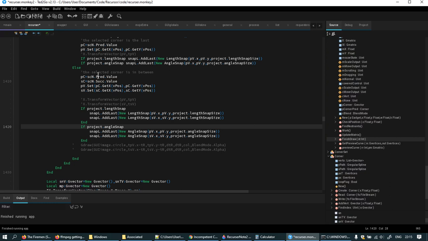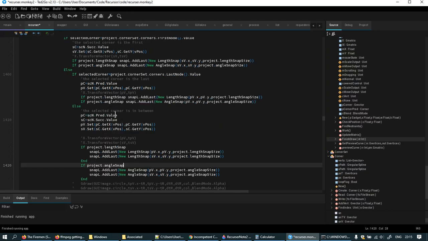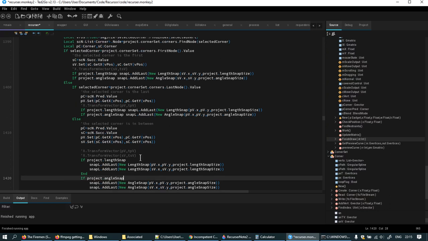Previous corner equals selected corner node predecessor value. Successor corner equals selected corner node successor value. Previous value, or previous vertex, set. Previous corner, get X, VPOS, get Y, VPOS. Subsequent vertex, set. Subsequent corner, get X, VPOS. Subsequent corner, get Y, VPOS. Isn't that right? This is the bit that is setting them.